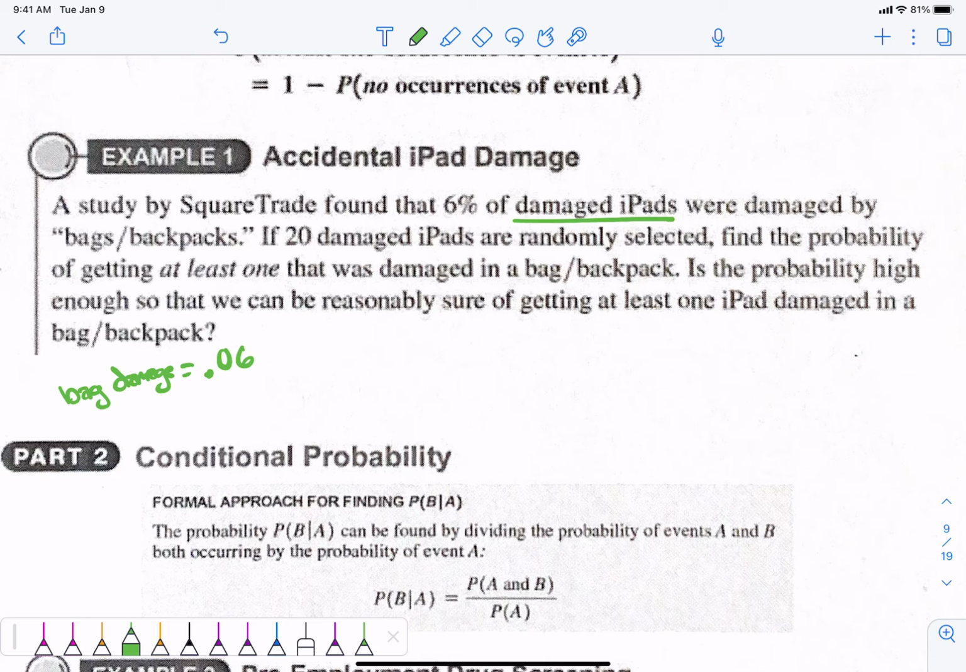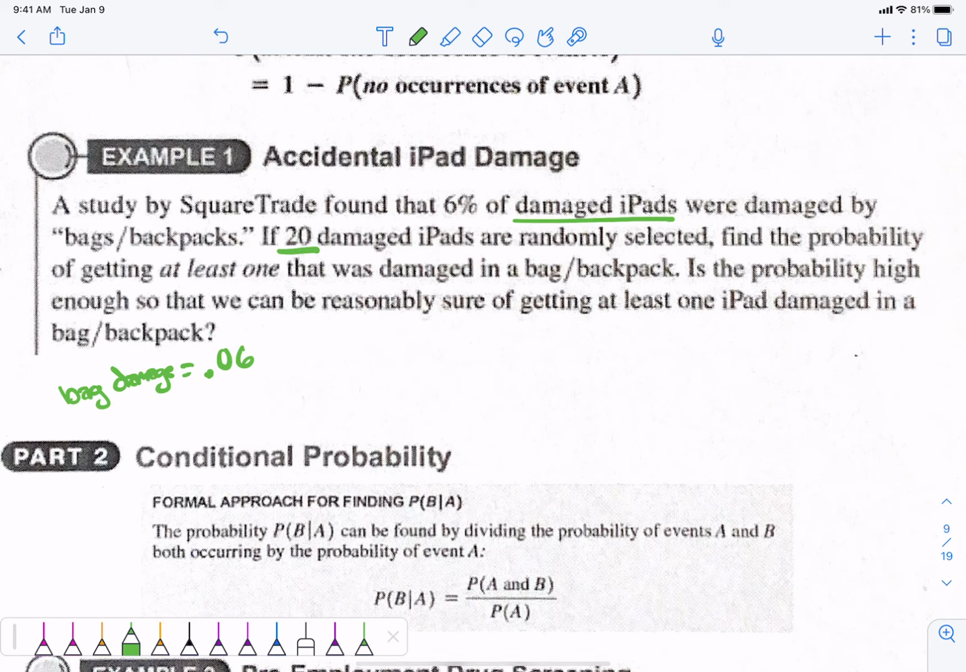How else can we damage iPads? Dropping them not in a bag. By stepping on them, by other things. Like I've heard before where people have had a pencil inside their Chromebook and they slam their Chromebook and it shatters the screen. So that would be another type of damage. So 94% of Chromebooks or iPads, I guess, are damaged otherwise. 6% of them are damaged by being in a bag somehow. So we're talking about bag damage, not other types of damage. So bag damage, 6% are damaged from a bag.